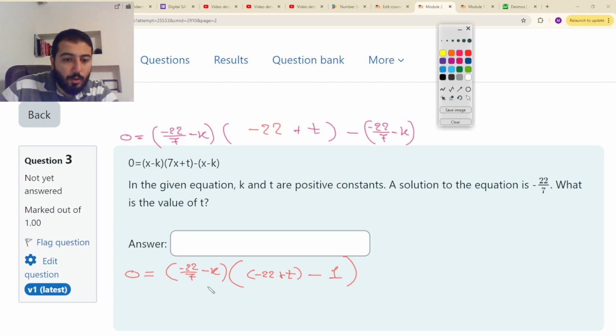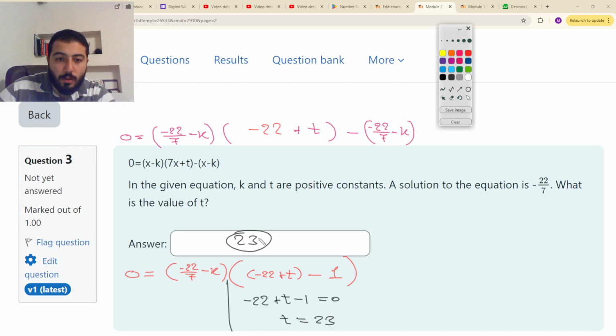So here, you have two brackets, multiplied with each other, and the value is equal to 0. This cannot happen unless one of them is equal to 0. So let's start with this one. Negative 22 over 7 minus k is equal to 0. From this value, you can get the value of k. And here you also can say negative 22 plus t minus 1 is equal to 0. So negative 22 with negative 1, that is negative 23. Send it to the other side, t will be equal to 23. And if you solve this one and make it equal to 0, you can get k, but he asked for t, that is 23.